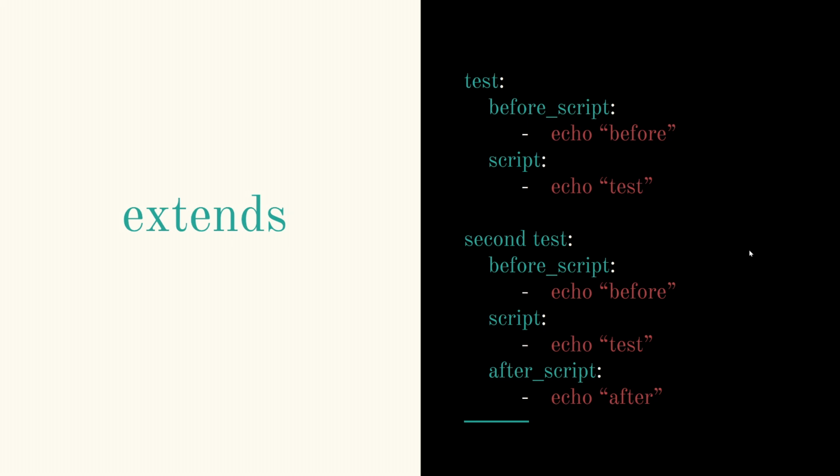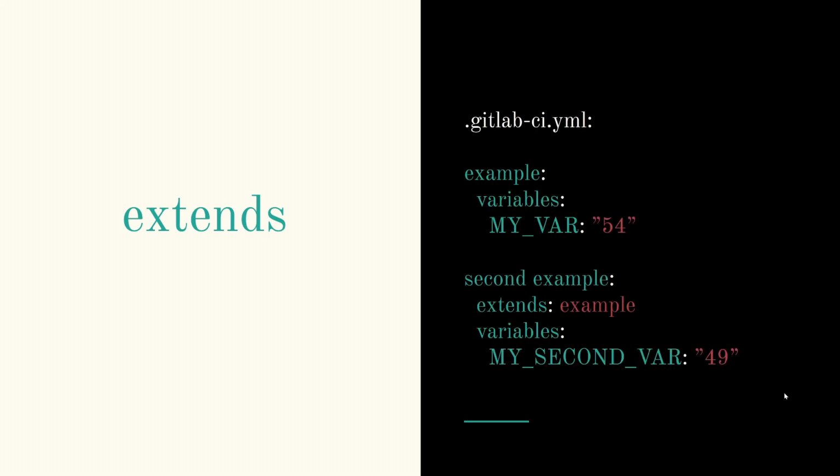So after pipeline creation, we'll also have 2 jobs, and they will look like this. The second job is almost the same as the first, but we added the after script section. If we want, we can also override the before script section, for example. Here's one important thing about inheriting. You can merge hashes, but not arrays.